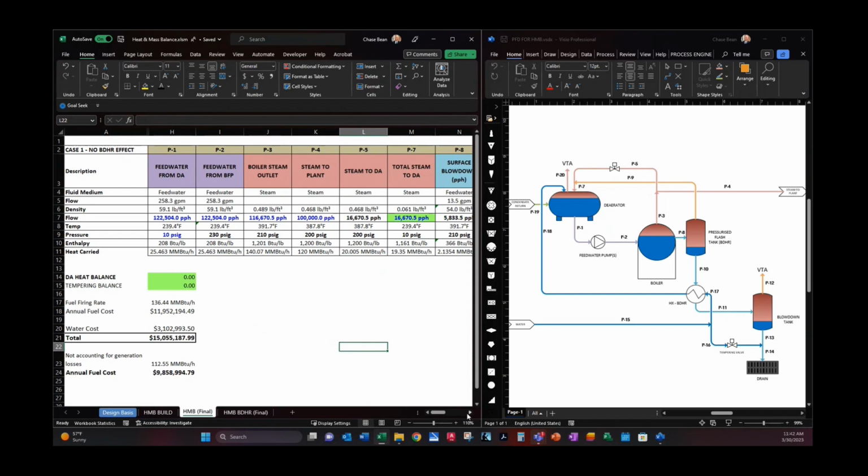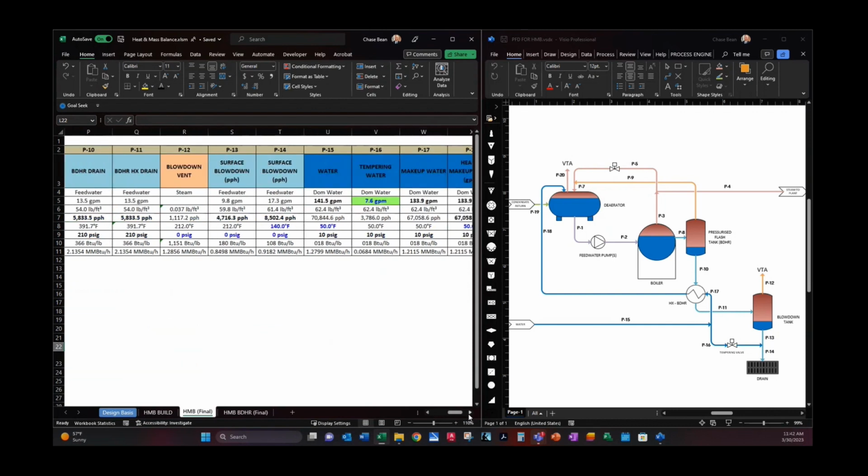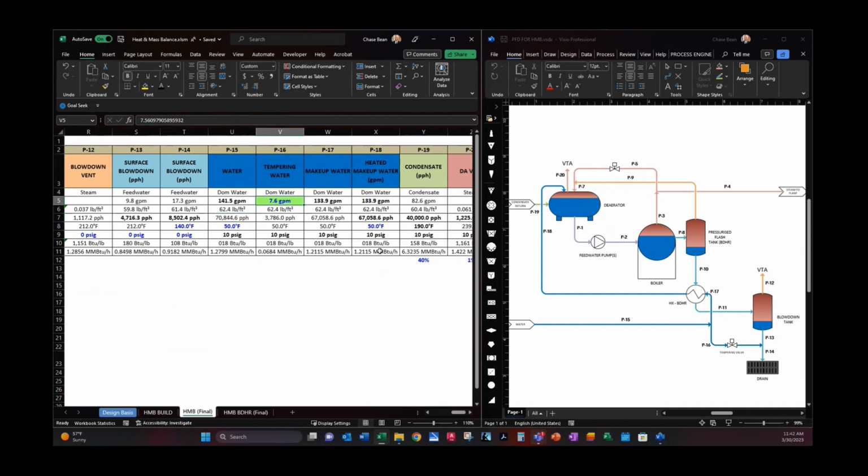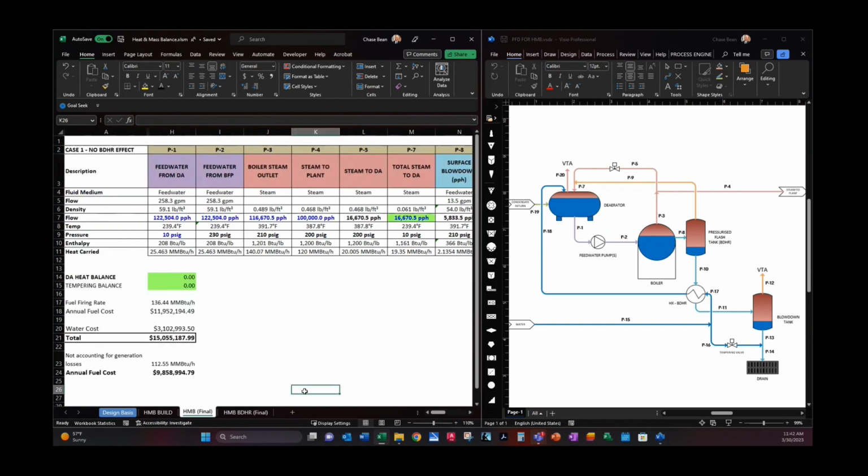If you look at the tempering water P16, there's a 7 GPM component there of tempering water. So you have 133 GPM makeup water, that's about 67,000 pounds per hour. You're talking about a boiler outlet of 116,000 pounds per hour. It's probably higher because we're saying we only get 40% of the steam to the plant back, so that's even less of a percentage if you're talking about total boiler outlet flow. Good question. Thank you.